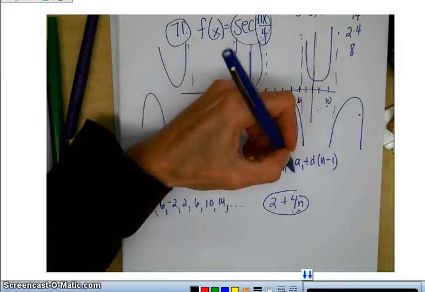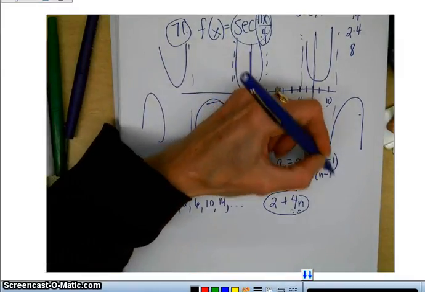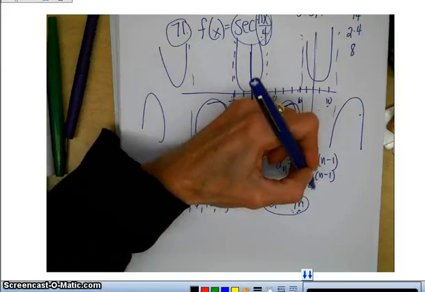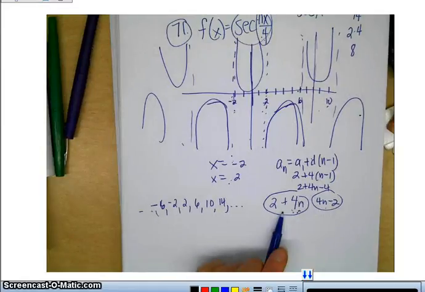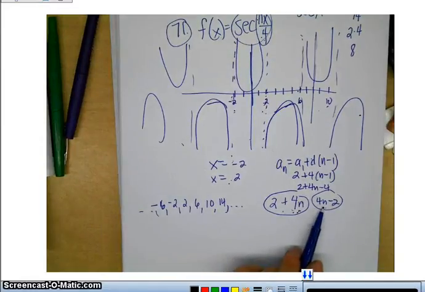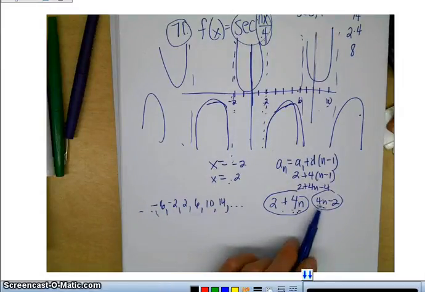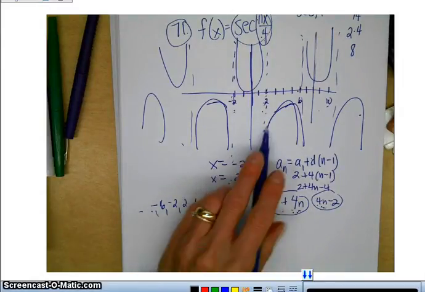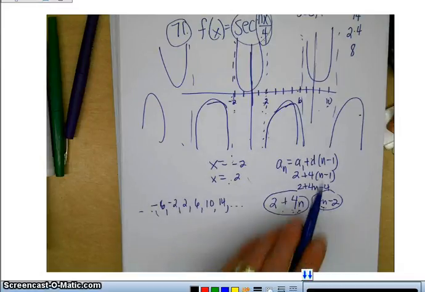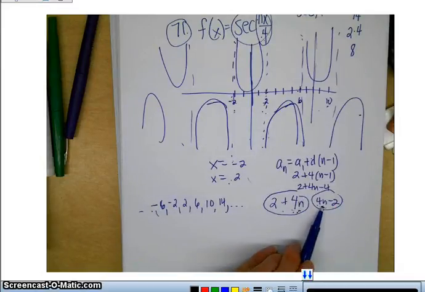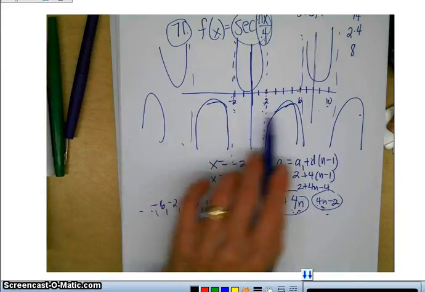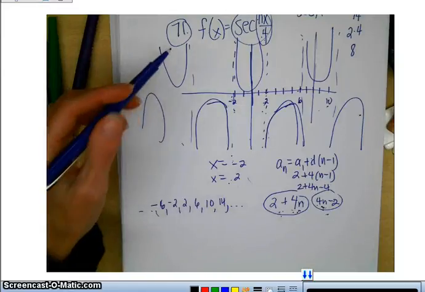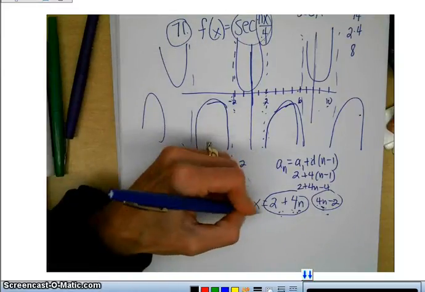If you use the formula, you'll get 2 plus 4 times n minus 1. Distribute the 4. Combine like terms, you'll get 4n minus 2. Is that the same as this? No, it's not. But if you put 1 in, what do you get? 4 times 1 minus 2 is 2. If you put 2 in, you get... if you put 3 in, you get... if you put 0 in, you get... okay? So either of these works for naming all of these places. So it is continuous everywhere except where x equals those values.